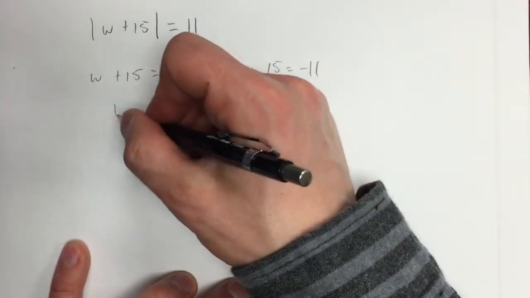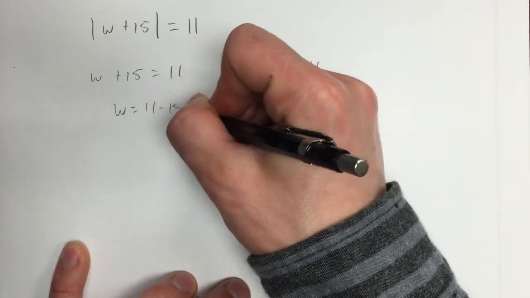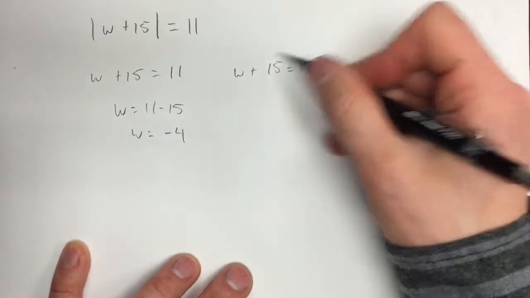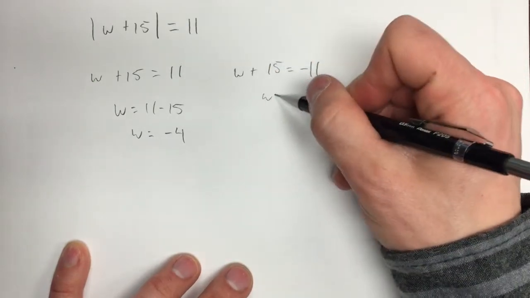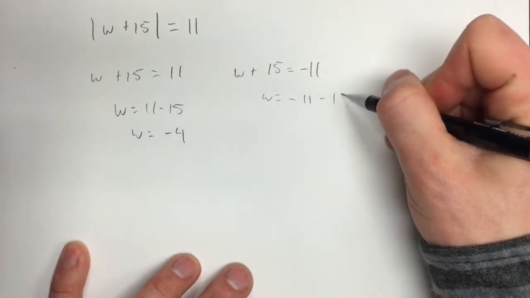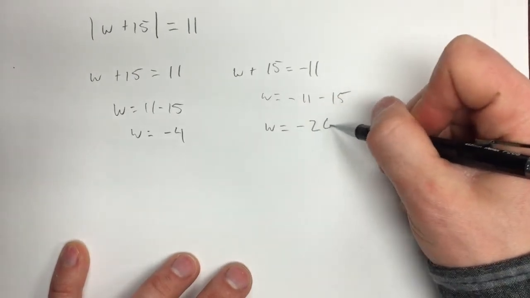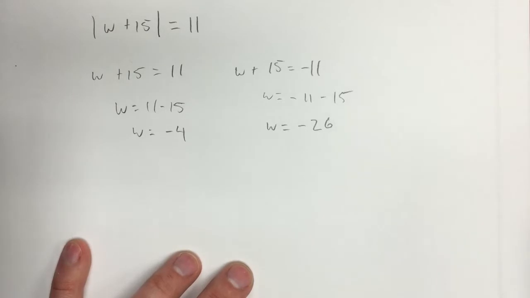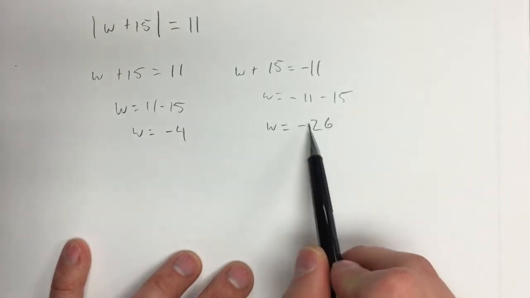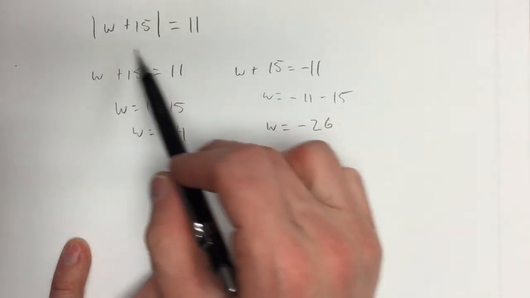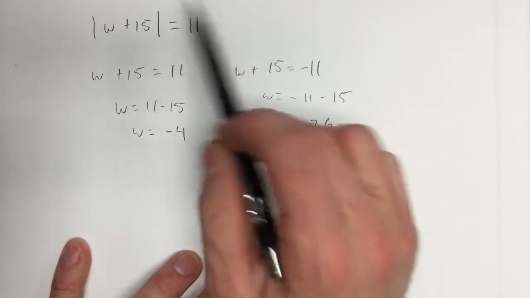So we bring the 15 over, w equals 11 minus 15, w equals negative 4. This one, let's bring it over here. w equals negative 11 minus 15, w equals negative 26. Okay, so both these answers, negative 26 and negative 4, make this absolute value equation true.